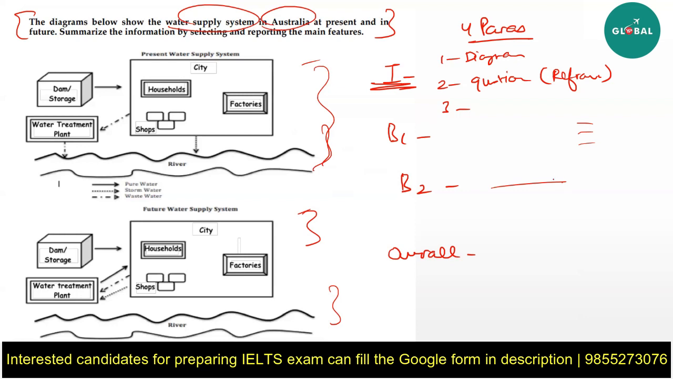In the second body paragraph, you will start pointing out the comparisons here. Okay, so you can say something like how the city will continue to receive its water, that is pure water supply from the dam. However, you will use this word exactly.